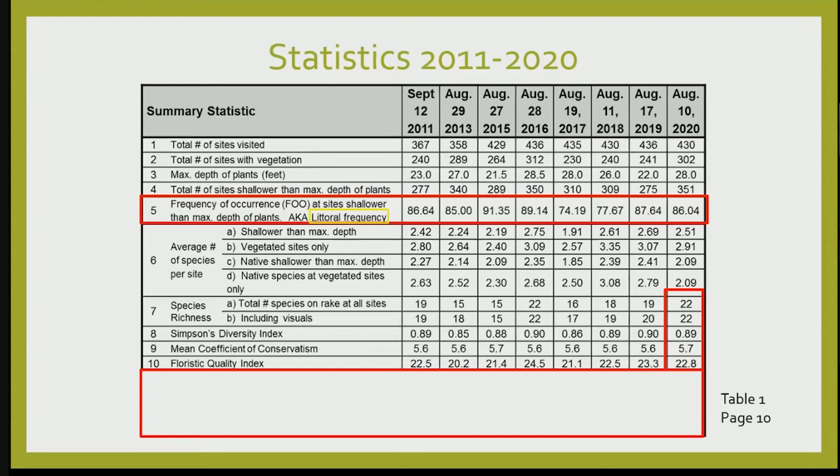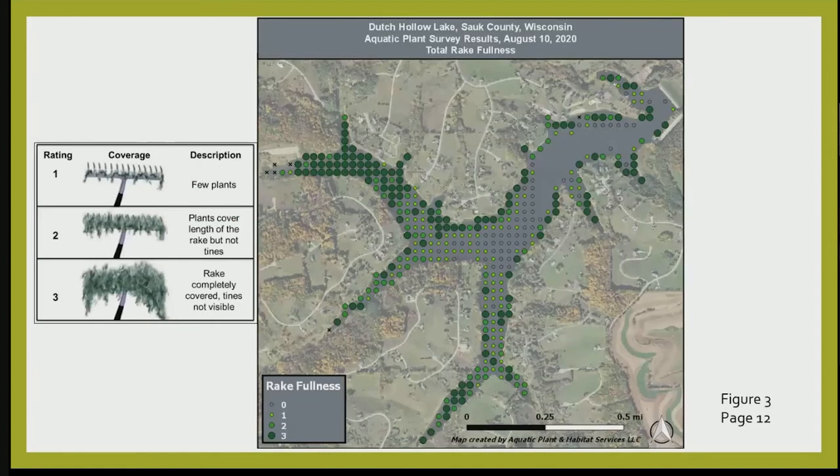This map, which is found on page 12, illustrates the littoral frequency of all the species found. So this is total rake fullness when you lump all of the species together. In other words, this map shows where those 86% of sites where plants could be found actually were found. It also shows the rake fullness. The larger dark green circles is where you've got higher density aquatic plants. Medium green circles is where you've got medium rake fullness of 2, and then the light small green circles is where you have low density plant occurrence.